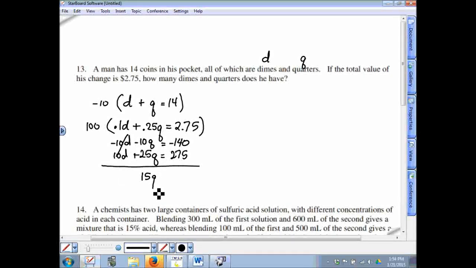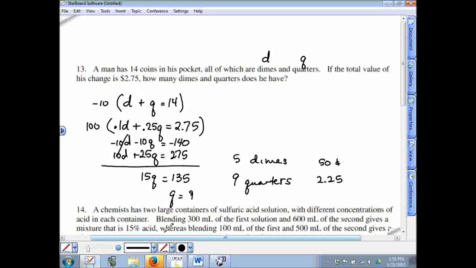Add this up and we get 15q. And then 275 minus 140 is 135. And if you divide by 15, 135 divided by 15 is 9. So it's 9 quarters. Well, he only has 14 total coins. That means he has to have 5 dimes. So 5 dimes, let's just check this. 5 dimes, that's 50 cents. 9 quarters is $2.25. If you add that up, that's just $2.75.